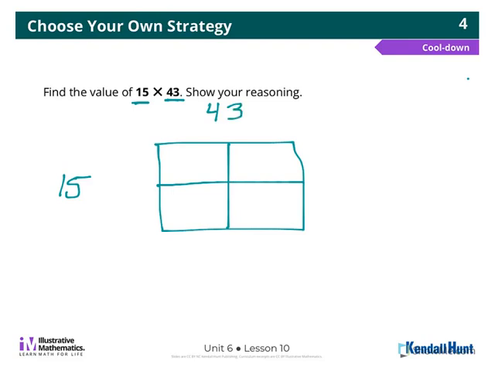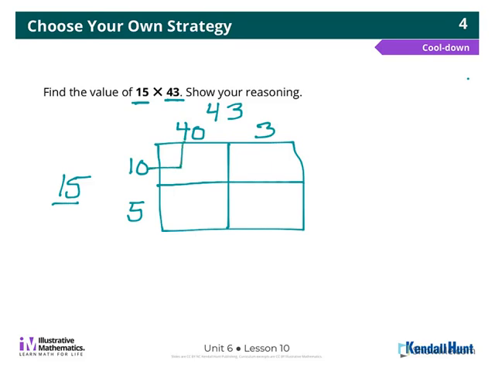So I'm going to break these into tens and ones. So if I look at 15, I know that is 10 plus 5. If I look at 43, I know I have 4 tens, which of course would be 40, and 3 ones. Okay, then I just multiply.